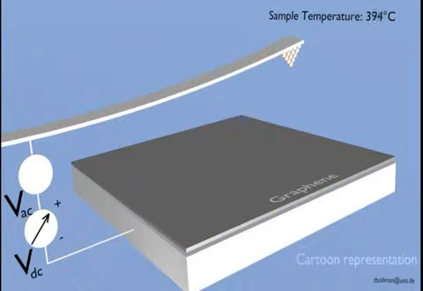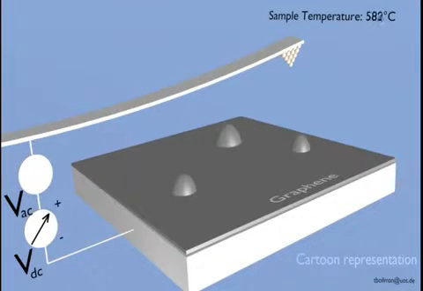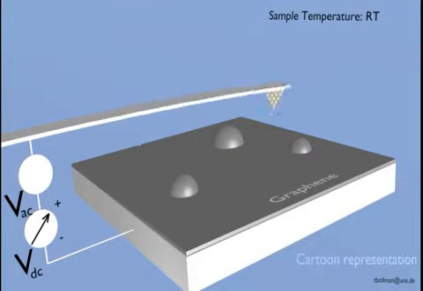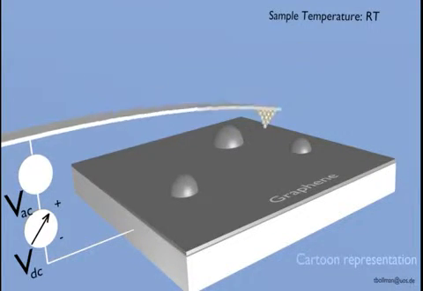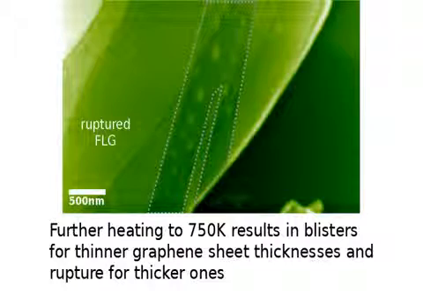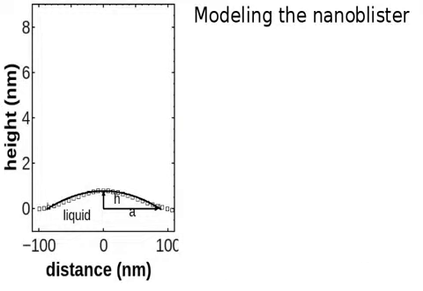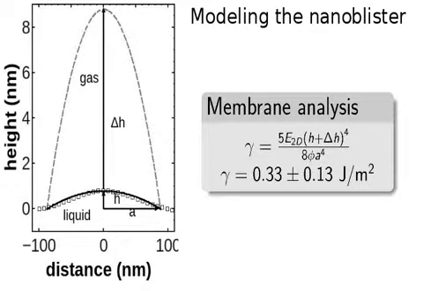In an attempt to further increase the water-free domains, we anneal to 750 Kelvin, resulting in water vapor-filled nanoblisters for thinner graphene sheets and ruptured graphene for thicker graphene sheets. Upon cooling, the water vapor condenses into liquid-filled nanoblisters, from which we can estimate the adhesion energy for graphene and calcium fluoride 111 by measuring its dimensions.